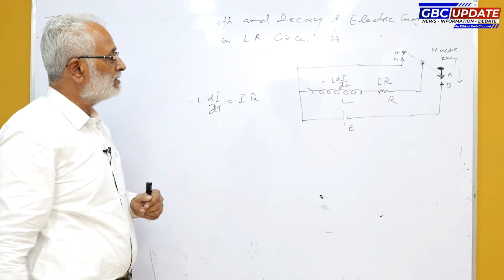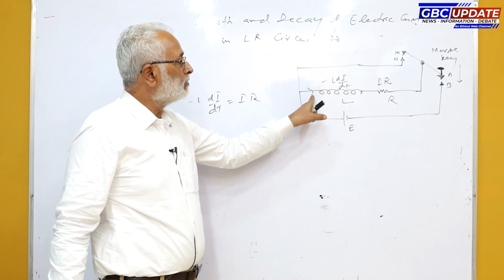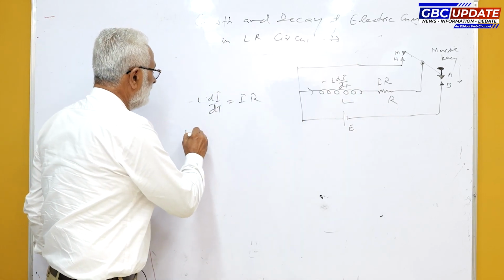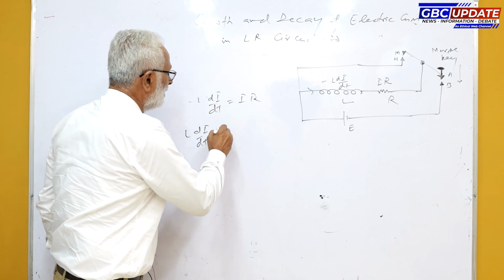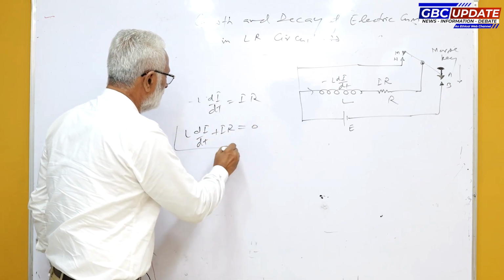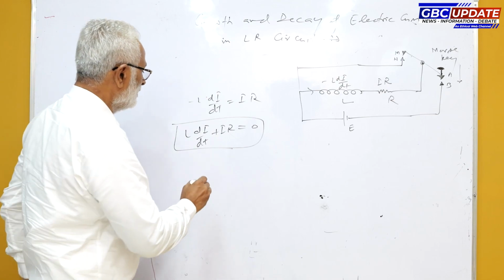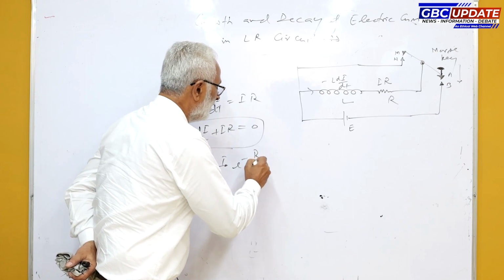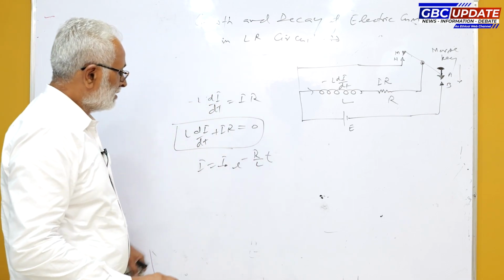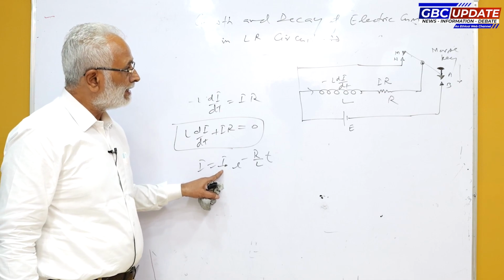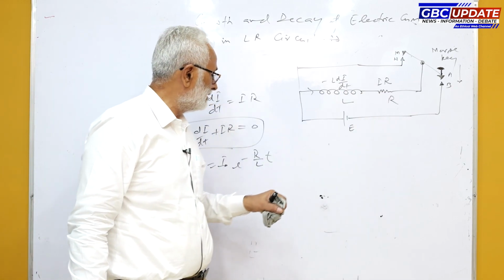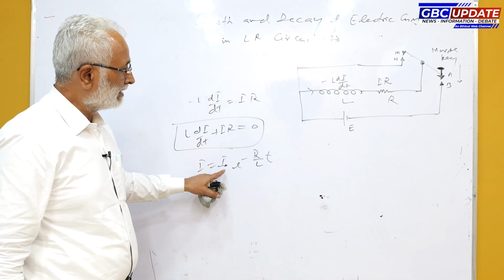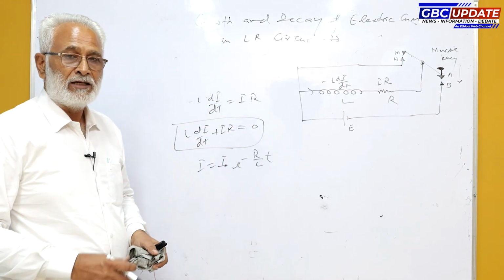During the discharging process, this battery is removed and these two are shorted with each other. Therefore, in this case, L into di by dt plus I into R is equal to 0. Now, again solving this equation, we get I is equal to I naught into e raised to the power minus R over L into t. Now this relation gives us the electric current through the LR circuit after time t of removing the battery.